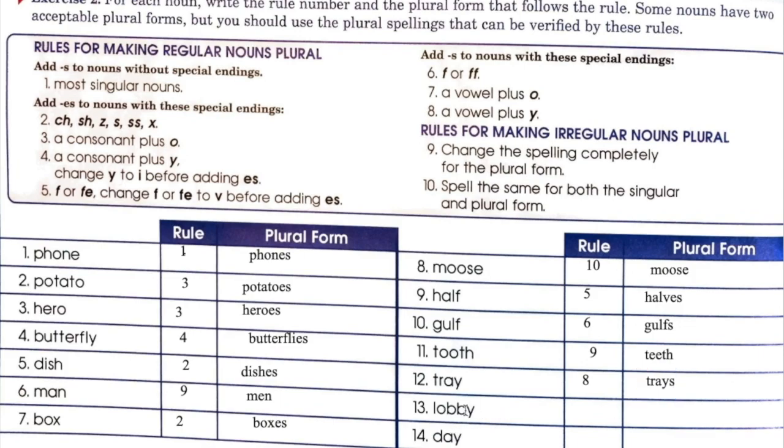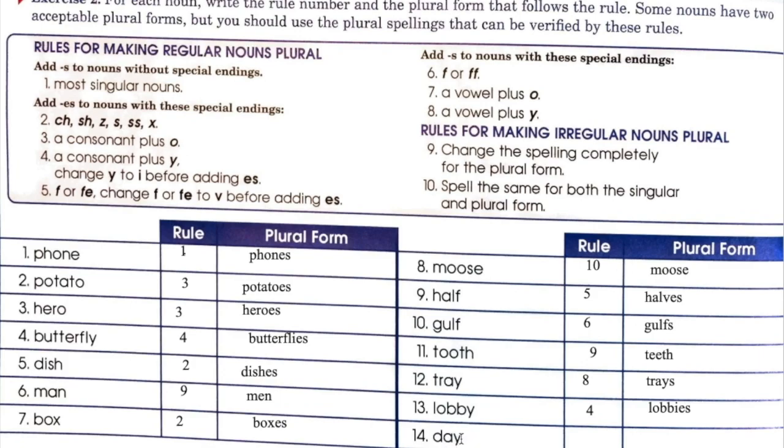Number 13 ends with a Y. It ends with a consonant and a Y, because B is a consonant. So look for the rule that says a consonant plus Y. That's rule number 4. And rule number 4 says change the Y to an I and add ES. Lobbies.